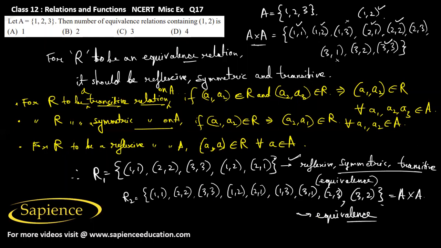Or we can take this relation R1, which is a subset of A cross A. So that also I can take. So only two such equivalence relations can be formed on the set A which should contain (1, 2). So therefore, B is the correct answer.